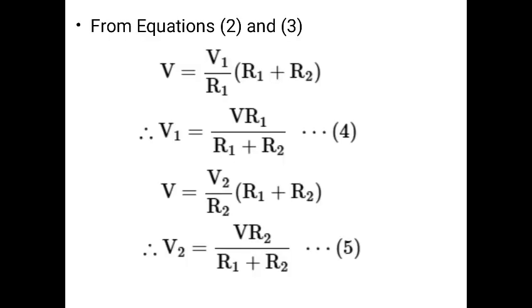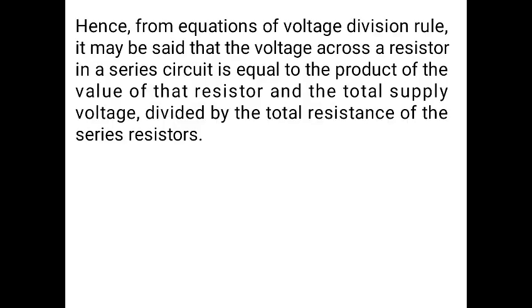From the equations 2 and 3 we get V is equal to V1 by R1 into R1 plus R2, and we can write V1 from the above equation as V into R1 divided by R1 plus R2. Similarly, we shall write V is equal to V2 by R2 into R1 plus R2, and from this we shall cross multiply and write V2 is equal to V into R2 divided by R1 plus R2. Hence, the above two equations are the equations of voltage division rule.